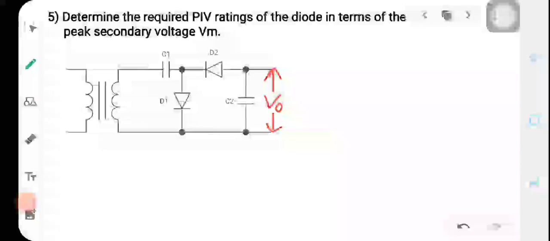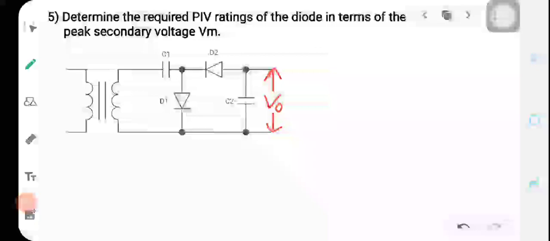That means the secondary voltage of the transformer is given as Vm. Now if you want to design a voltage doubler, you have to use 2 diodes and 2 capacitors and make sure that, depending upon this Vm value, you choose the proper capacitors and proper diodes with peak inverse values. So here you are asked to find the peak inverse value of the diodes.